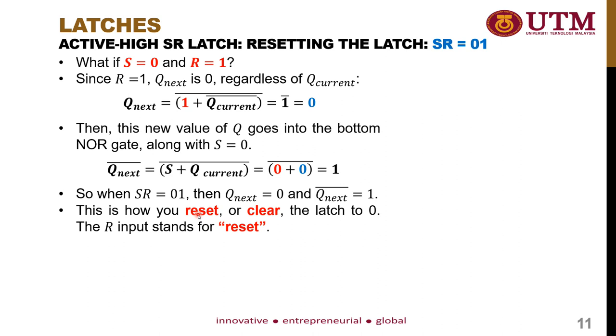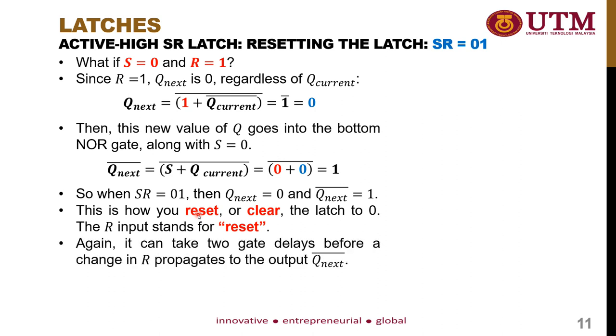So the R input stands for reset. In the previous example, you see that when we set the S value equal to 1 and the R value to 0, it will become set. When it is set, the Q next equals 1 and the Q next bar equals 0. When this situation happens, we call it set. But this time, we are setting the value of S to become 0 and R to become 1. So when we set S equals 0 and R equals 1, the value of Q next will become 0 and the value of Q next bar will become 1. When this situation is fulfilled, we call this state reset.